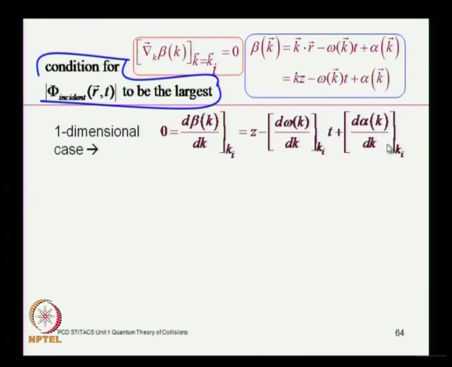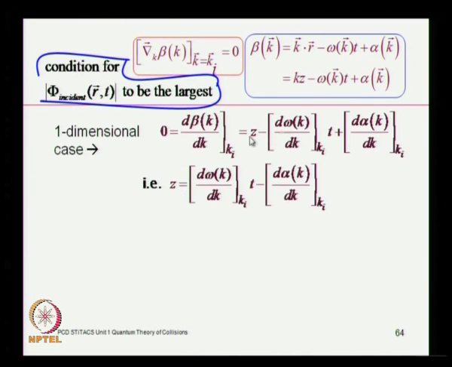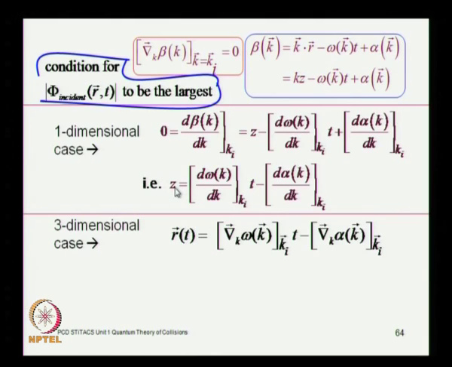So, this is the condition that you would get in one dimension, and you can rewrite this as z equal to d omega by dk times t minus the derivative of alpha with respect to k. So, that is your condition which must be satisfied, and you can easily generalize it to 3 dimensions by writing, instead of this Cartesian component z, the full position vector, and instead of the derivatives, the corresponding gradients with respect to k. So, that is the automatic mathematical generalization from 1 dimension to 3 dimensions.